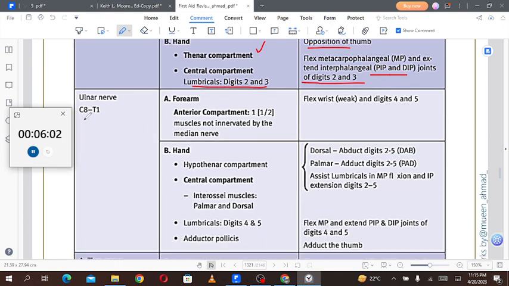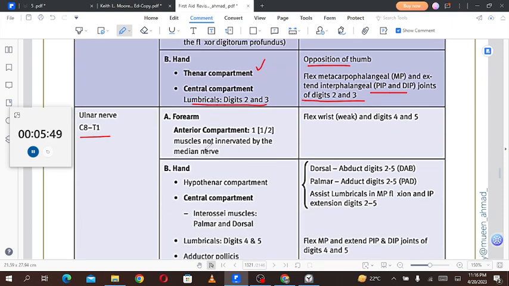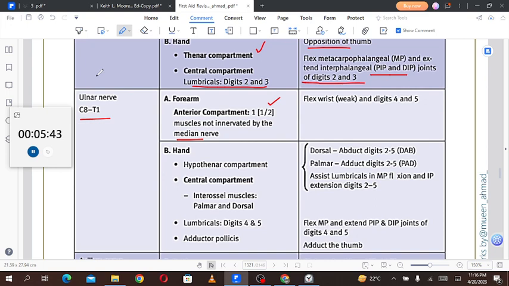Then we have the ulnar nerve, originating from the C8 to T1 root values. The ulnar nerve in the forearm supplies only 1.5 muscles of the anterior compartment, which are flexor carpi ulnaris and the ulnar half of the flexor digitorum profundus, the muscles not innervated by the median nerve. The main supply of the ulnar nerve is inside the hand. So it also assists in flexion of the wrist and digits 4 and 5.